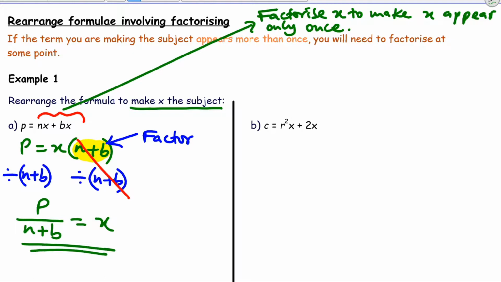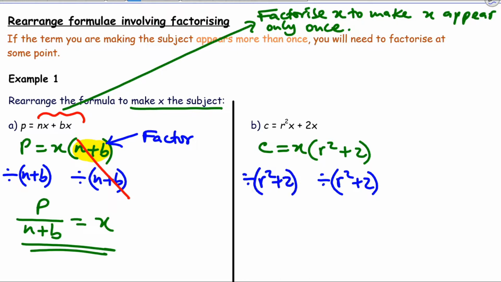On the right hand side, we can perform a similar process. So let's start by factorizing. So c will be equal to x into r squared plus 2. And then divide each side by r squared plus 2. Now these will cancel to give you 1. So basically x will be equal to c over r squared plus 2.